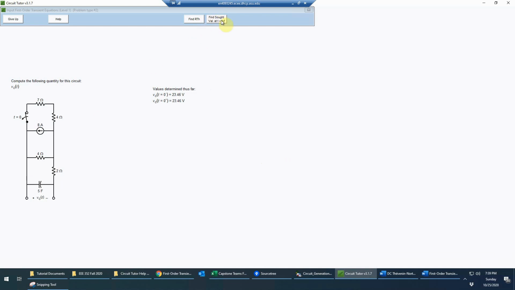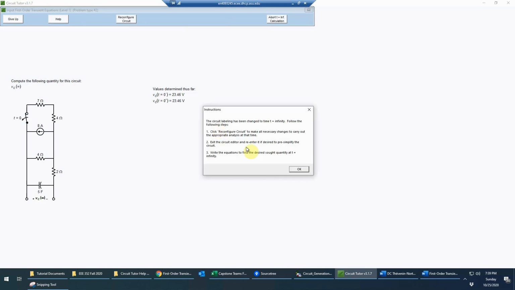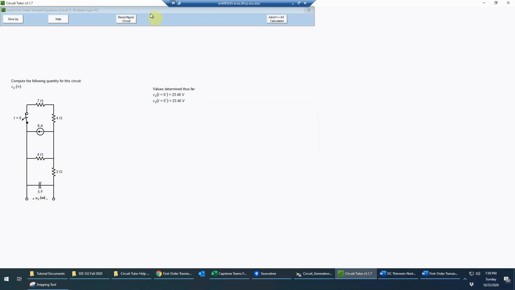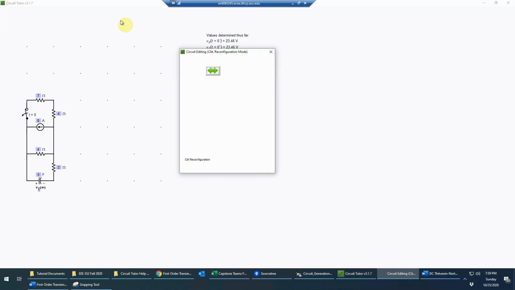Now let's do t equals infinity and analyze at that time. So I just click that button. And now it's just basically changed the labeling here and made this VC of infinity for me, just for convenience. And now it just tells me what to do, which always starts with reconfiguring the circuit and then using the circuit editor if necessary, and then solving the circuit. So we're going to reconfigure, clicking that button.